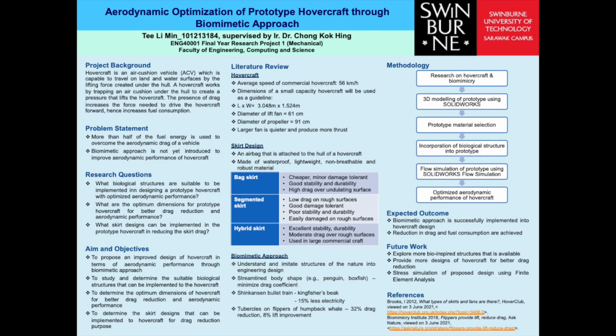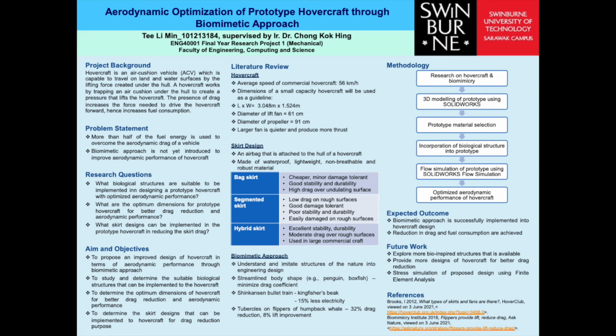Next, biomimetic approach is an approach that involves understanding and imitating the structures from the nature into engineering design. For example, the streamlined body shape of marine animals such as penguin and boxfish can minimize the drag coefficient. Tubercles on the flippers of a humpback whale can reduce drag by 32% with 8% lift improvement. A well-known example of biomimicry is the Shinkansen bullet train, which its front end is inspired by the kingfisher's beak. This bio-inspired structure has reduced the electricity by 15% and increased the speed by 10% with lower noise produced.